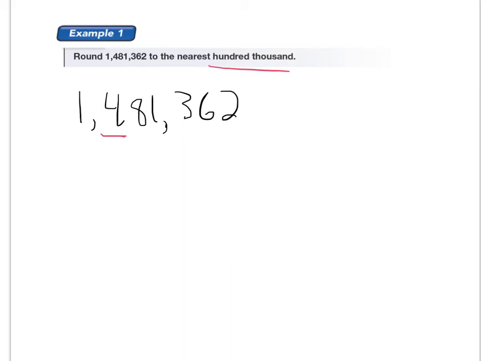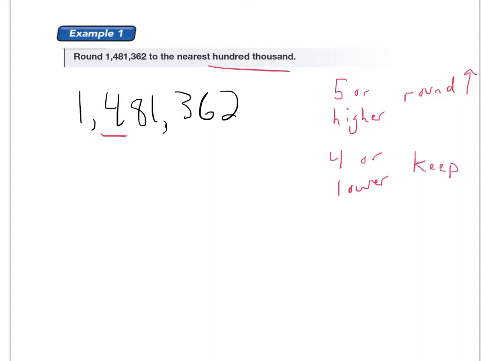Alright, well, my general rule of thumb is if I'm at a 5 or higher, okay, we round up. And if I'm 4 or lower in decimals, we don't round down. That's tough to say. We keep it the same. Okay, we keep the digit the same.